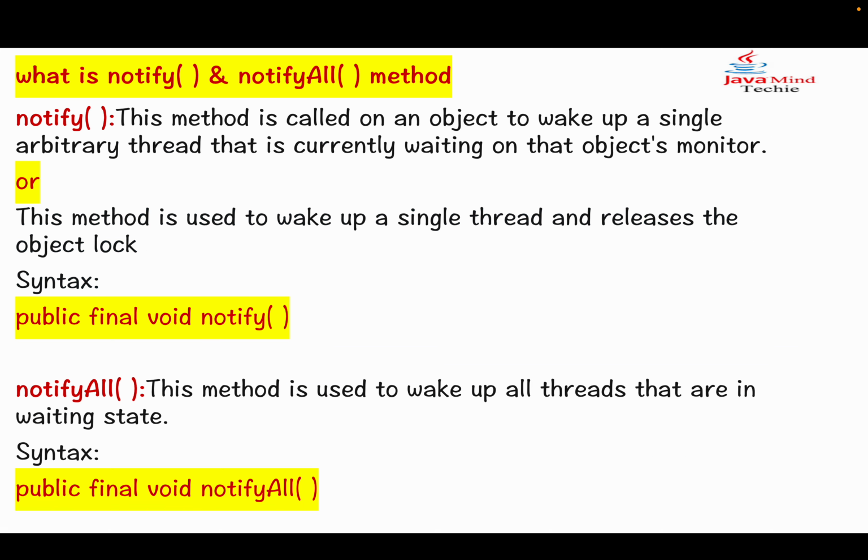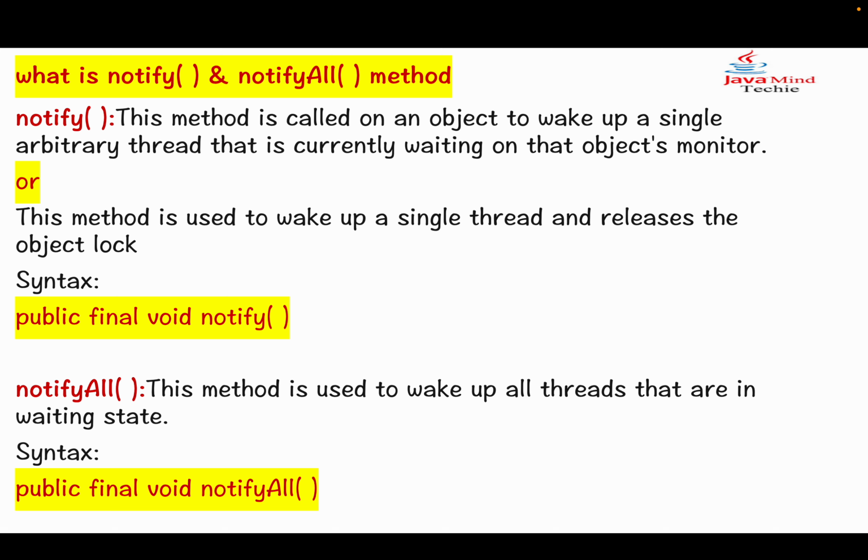Then guys, see, what are the notify and notifyAll methods? These two methods are also in our Object class. Guys, see, notify means what? This method is called on an object to wake up a single arbitrary thread that is currently waiting on that object's monitor. I already told you, once any thread comes into the waiting state, another thread will notify it. So once it has completed its task, it releases the lock and notifies the other thread, so now you can execute your task. Okay, same, you can see here that is our syntax.